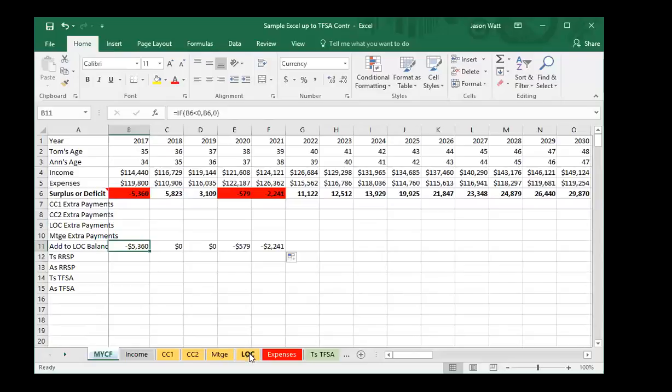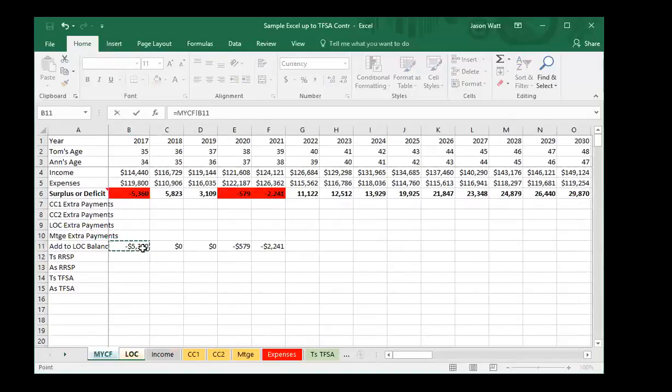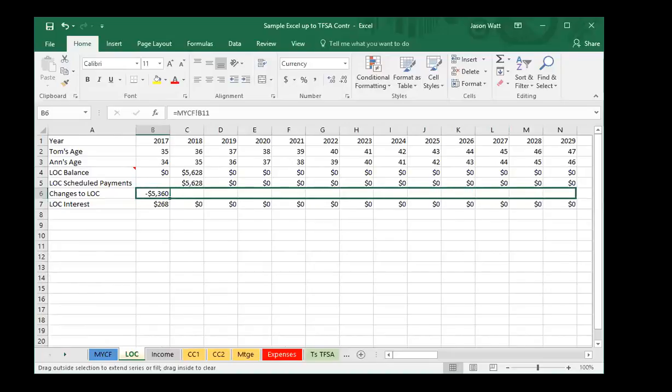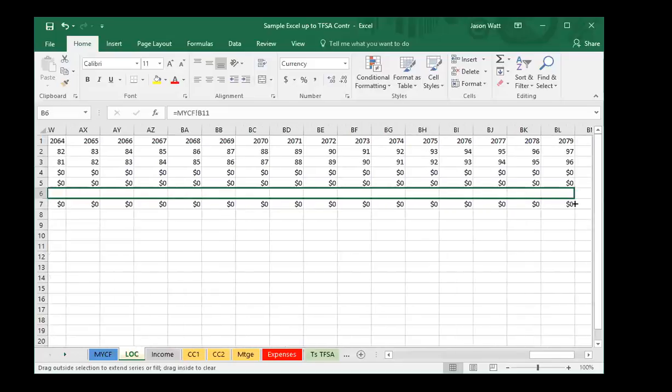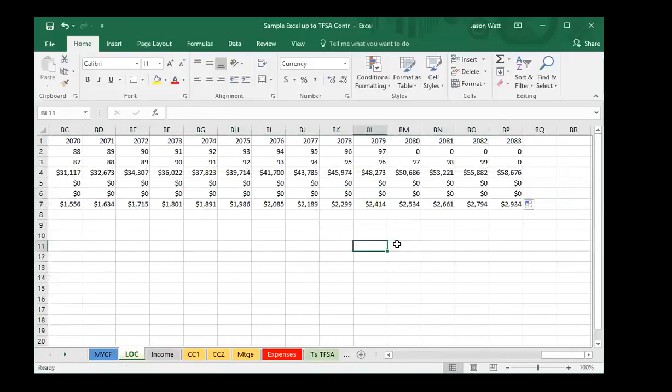So now, I'm just going to drag my line of credit sheet over here. Now I look at my line of credit sheet and I say, all right, we are going to build some line of credit here. We're going to use the line of credit based on what happens on the multi-year cash flow sheet, just like so. And I'm just going to copy that all the way across. Now it's going to be wacky at the end here, which is fine.